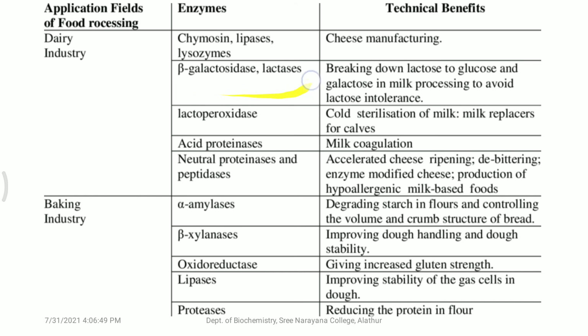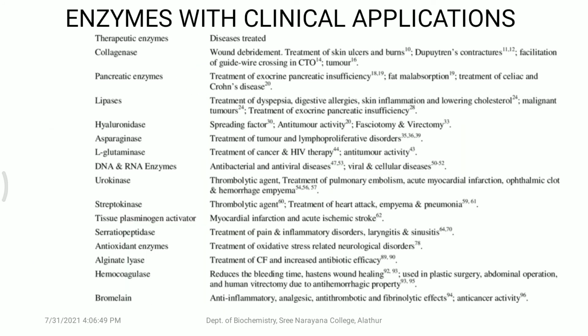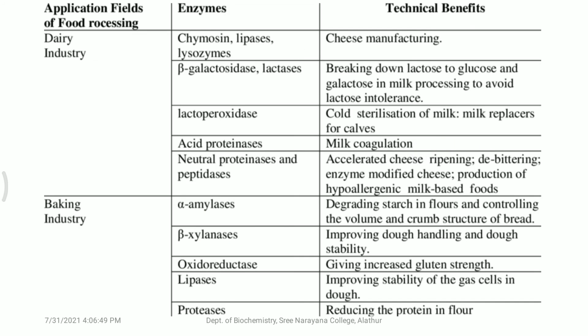Beta galactosidase, lactases, etc. are used for breaking down lactose into glucose and galactose in milk processing to avoid lactose intolerance. Some of you may not be able to drink milk because if you drink milk, you may have vomiting, stomach pain, cramping of the stomach, etc. It's because you are not able to digest lactose anymore. This problem is called lactose intolerance. It is not a severe problem. You just avoid milk, that's all, nothing else.